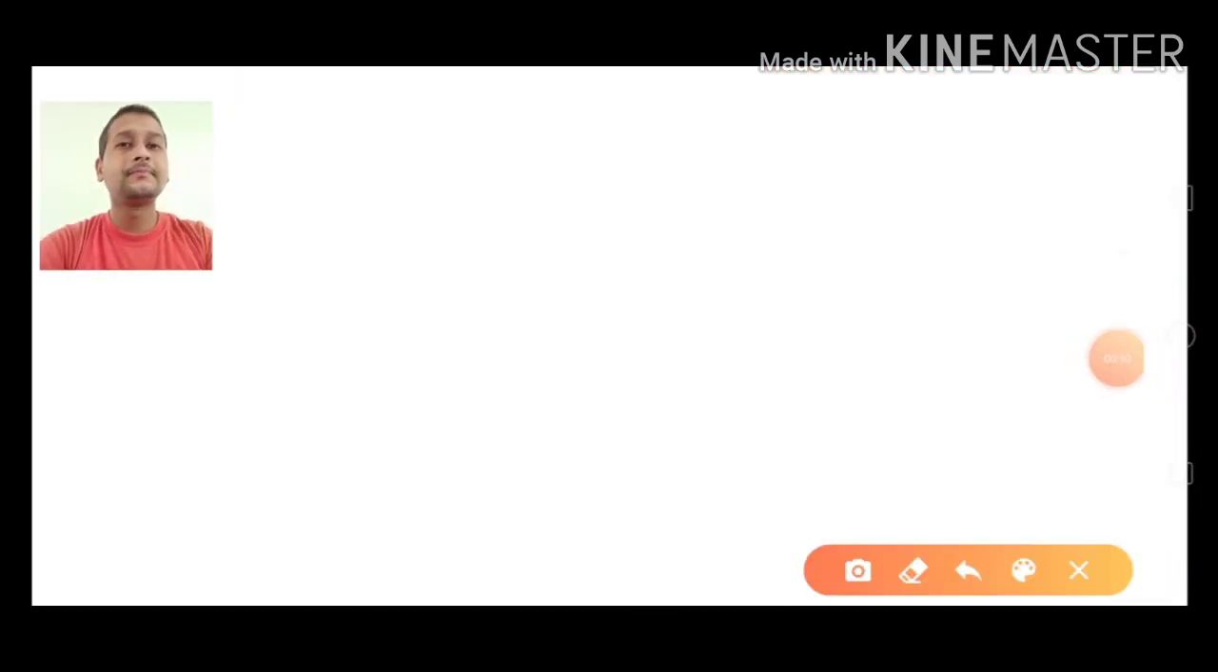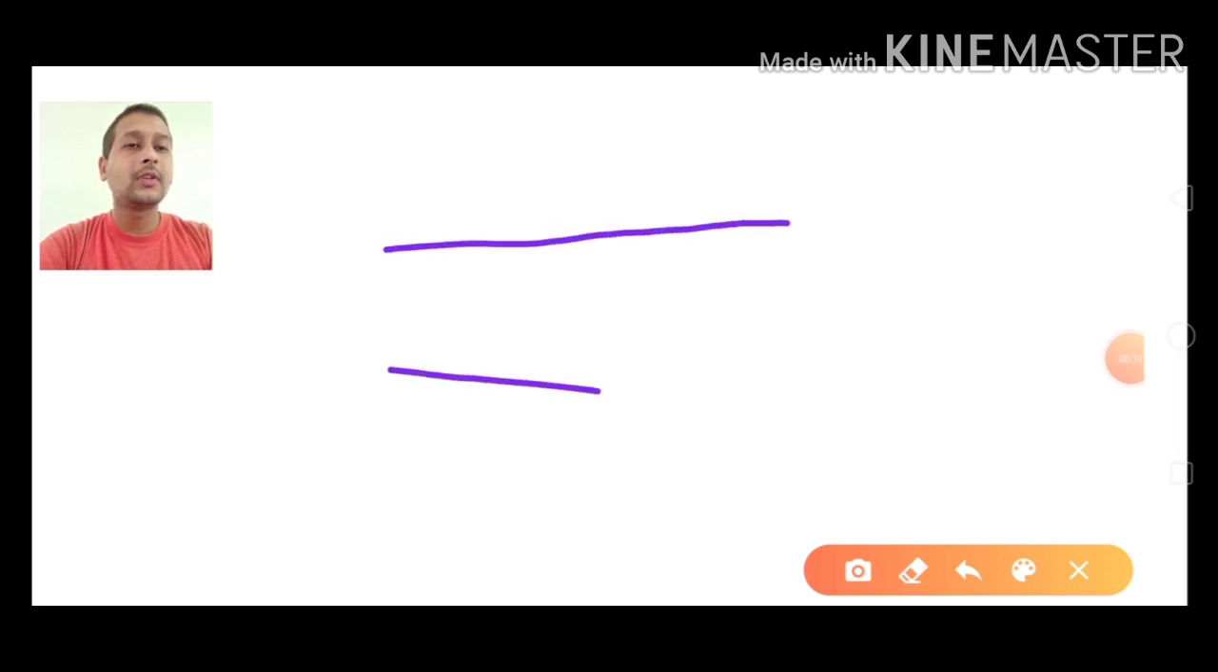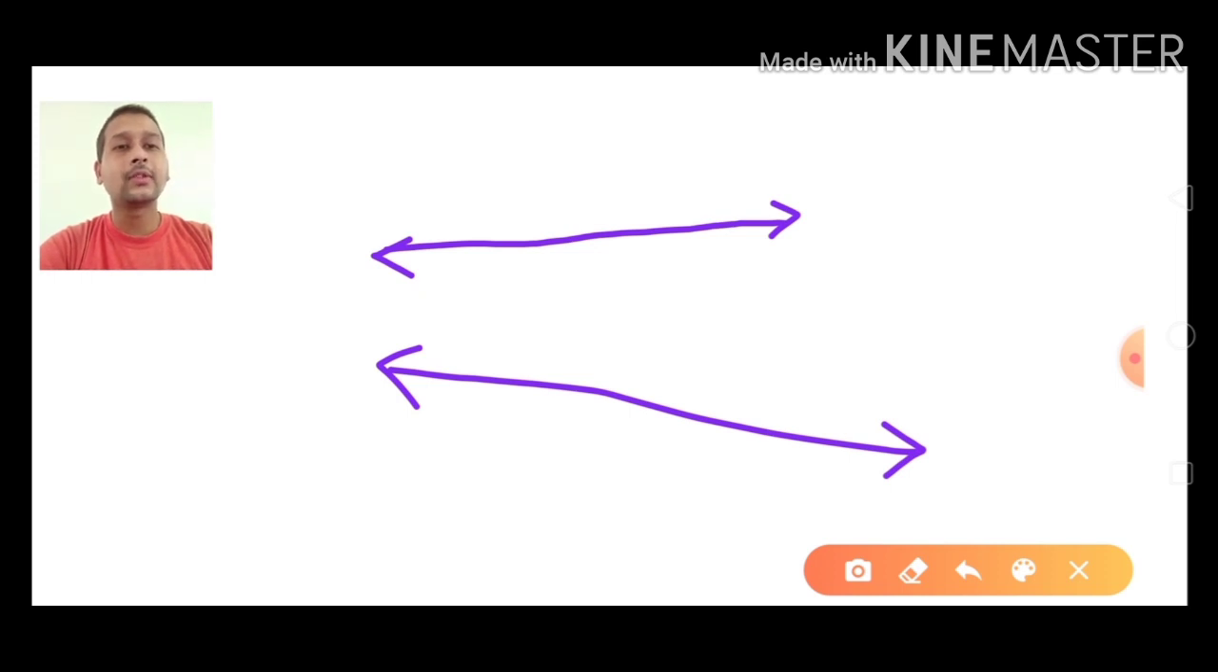See here, these two are lines. We are not considering parallel lines here now. We will consider any two lines, which may intersect when they are extended, so we are not talking about those. At first let us learn about this. Now what are corresponding angles?